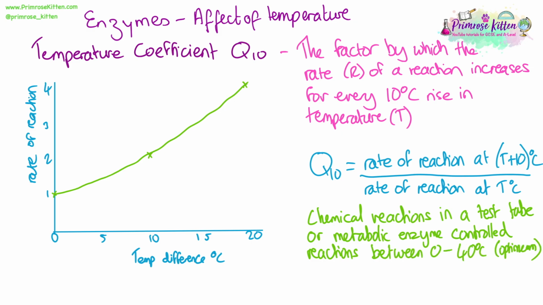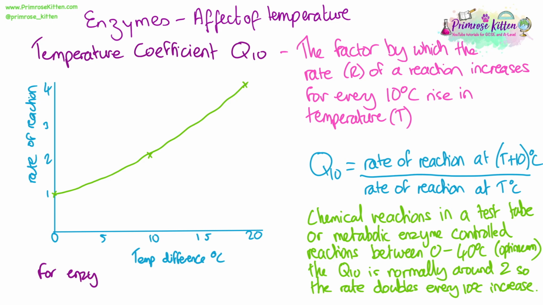For chemical reactions carried out in a test tube in the lab, or for a metabolic enzyme-controlled reaction between 0 and 40 degrees, its optimum temperature, we're assuming these enzymes are human enzymes from the body, the Q10 is normally around 2. This means that for every 10 degrees increase in temperature, the rate doubles. For enzyme reactions that are happening above their optimum temperature, the Q10 will drop because the rate of reaction is going to decrease due to the denaturing of enzymes.